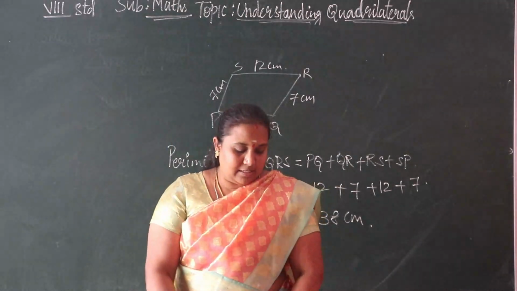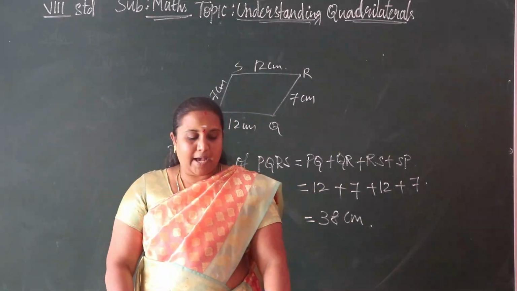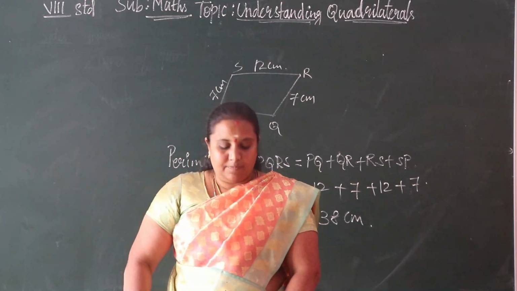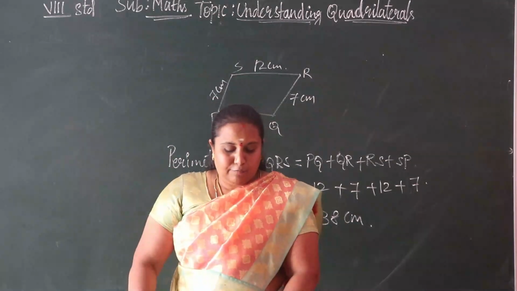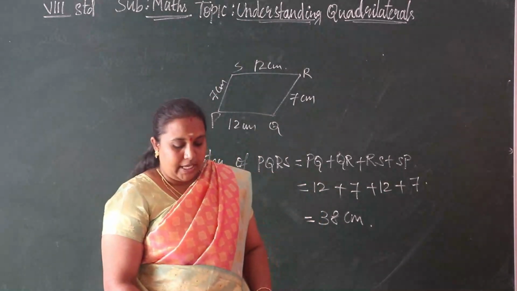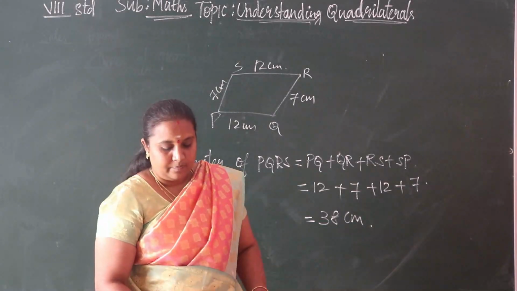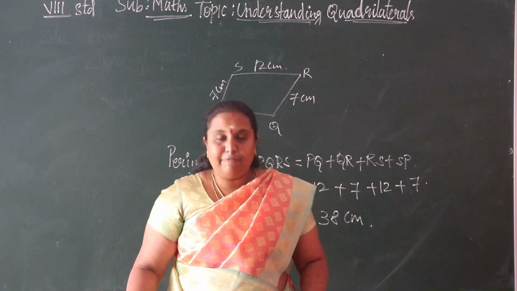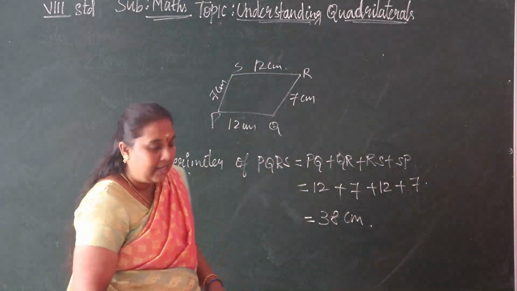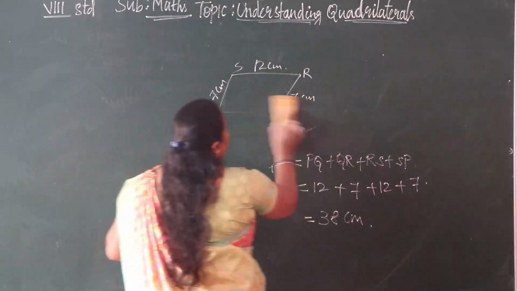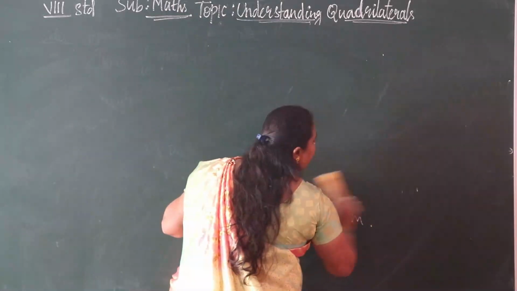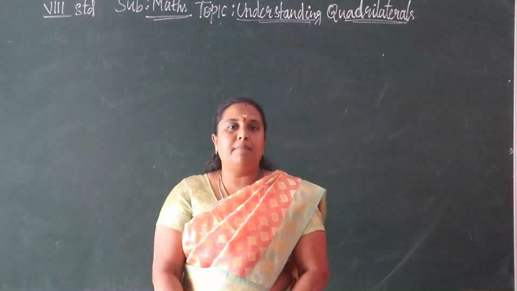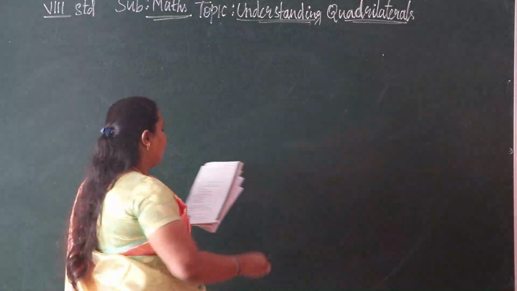Then that is given as angles of a parallelogram. We have to find out the angles of a parallelogram also. So that is example 4. In the given figure, it is a parallelogram. Find the values of x, y, and z. By the properties of the parallelogram, we want to find out the sides and angles of the parallelogram.